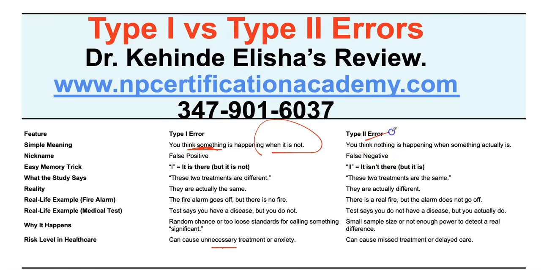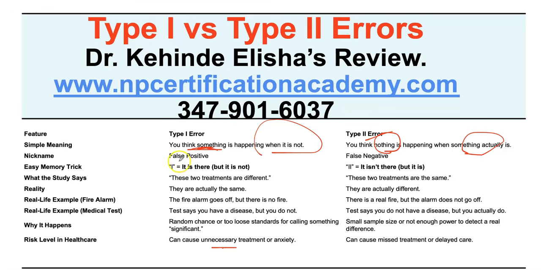Okay. Type 2 error, on the other hand: you think nothing is happening, but so much is going on. That is a type 2 error. That is a massive error. You think the house is not on fire, but the house is actually on fire. You see what I mean? So the house is going to burn down because you assume there was no fire.